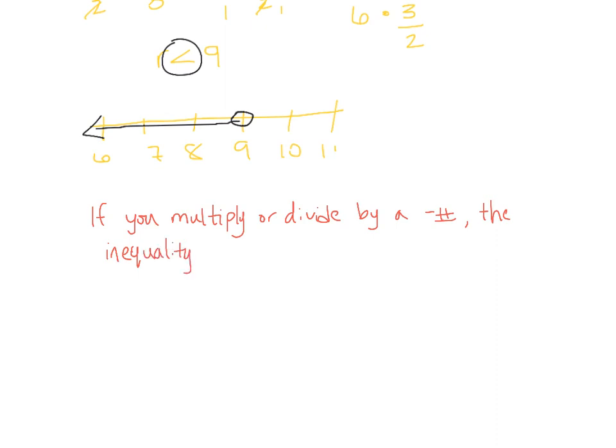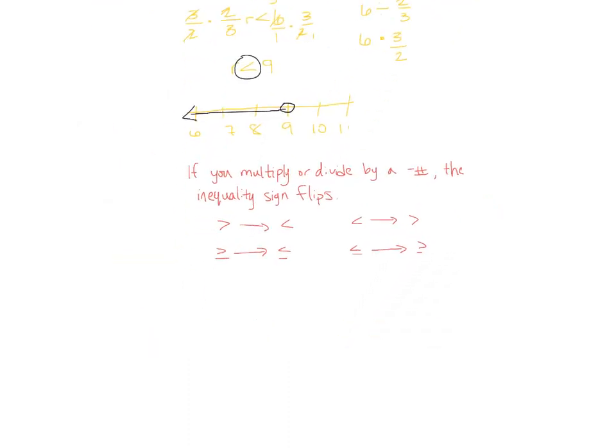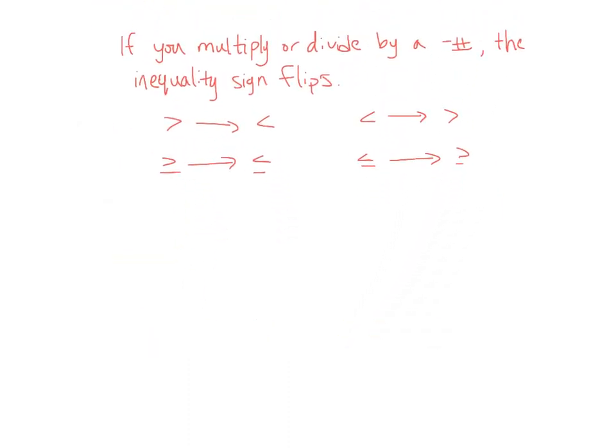The inequality sign flips. That simply means if it's greater than, it would flip to less than. If it's less than, it would flip to greater than. If it's greater than or equal to, it would flip to less than or equal to. And if it's less than or equal to, it would flip to greater than or equal to. So it's not a hard concept as long as you can remember it. That is only when you multiply or divide by a negative number.